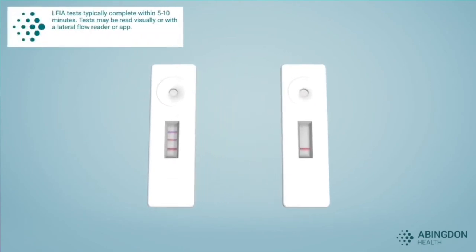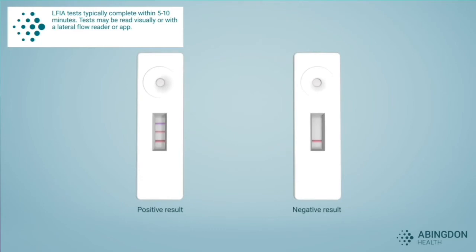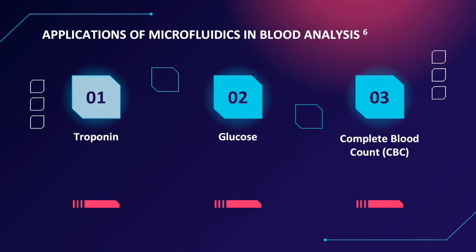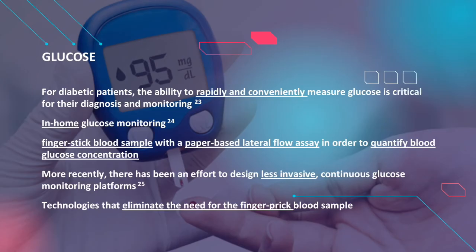The test typically finishes in 5 to 10 minutes, where the presence of colored bands indicates positive results. Next, we will discuss glucose as part of the applications of microfluidics in blood analysis. For diabetic patients, the ability to rapidly and conveniently measure glucose is critical for their diagnosis and monitoring.